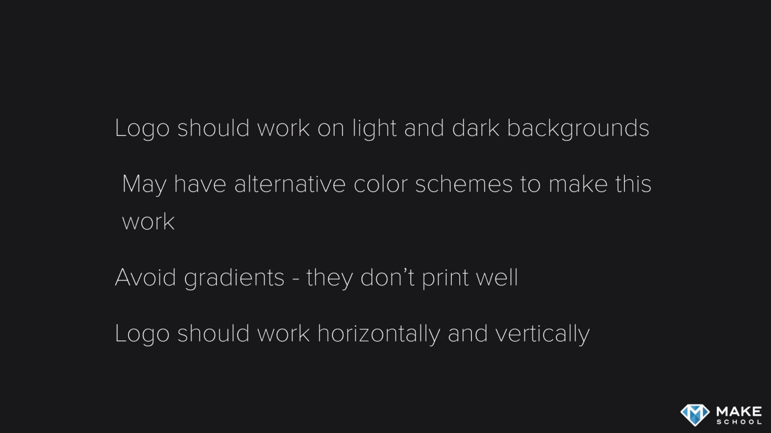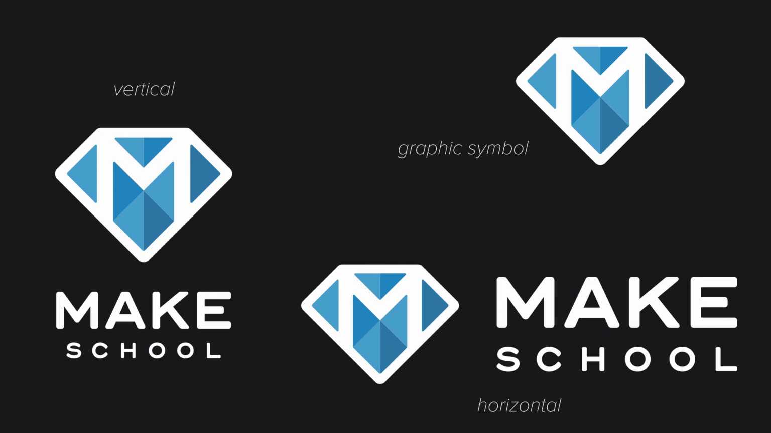Logos should also be able to work both in horizontal and vertical contexts. This is called having both horizontal and vertical lockups. Honestly, this is less important as you're starting out designing your logo because you'll control the contexts it appears in. But for reference, here's the Make School logo in its vertical lockup, horizontal lockup, and graphical symbol only forms.